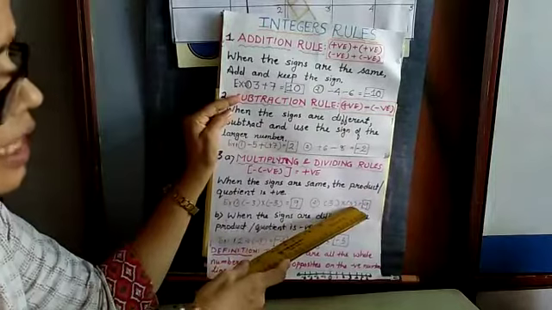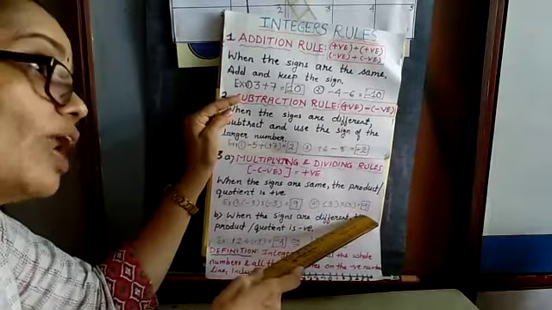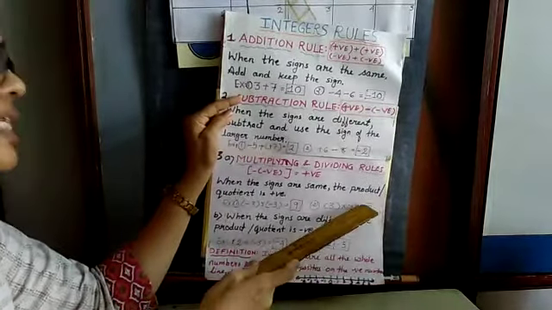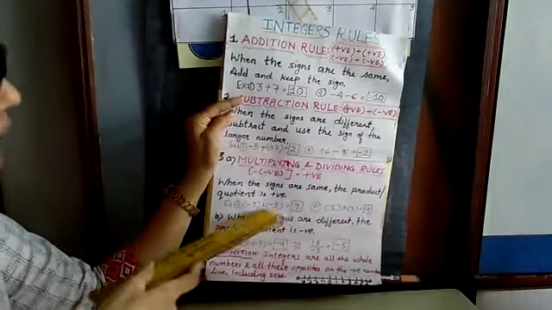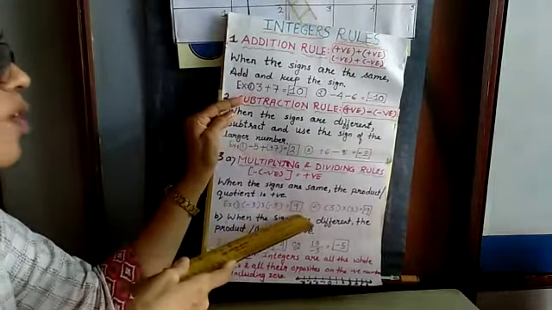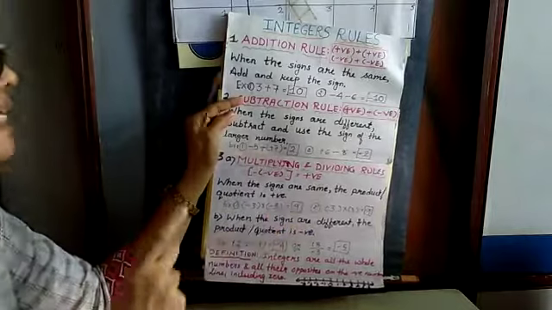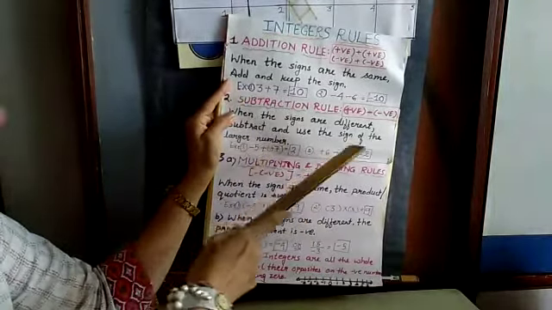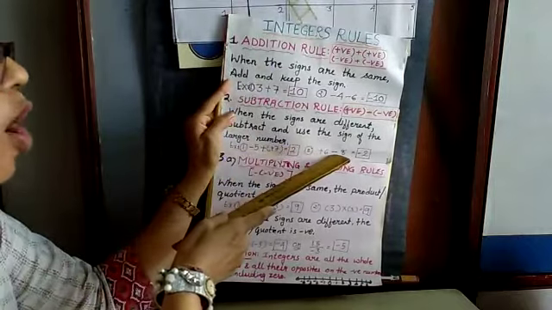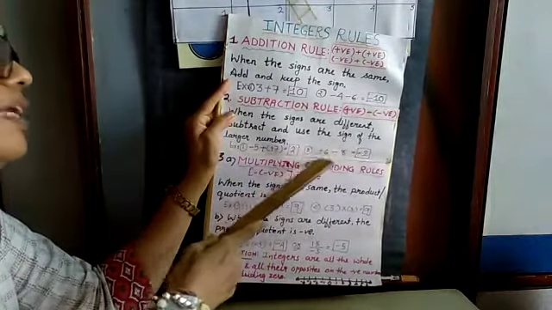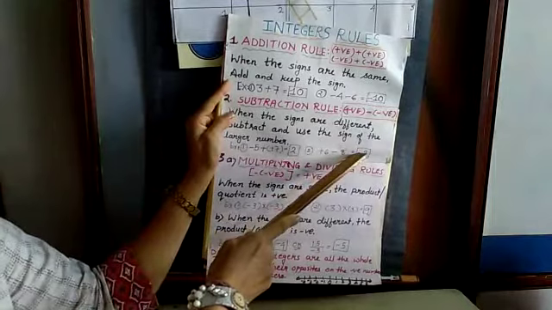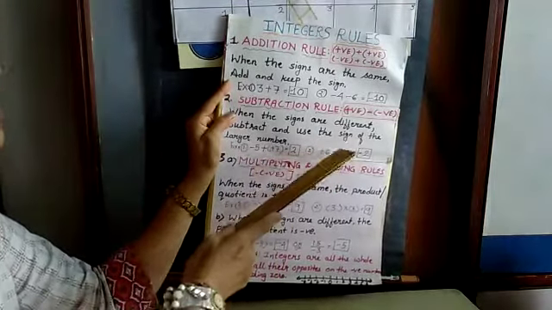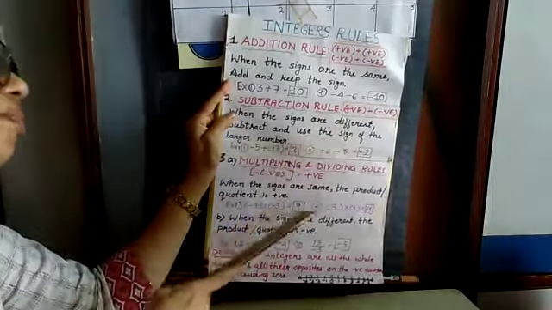Let us take another example. 3 into 3, both are positive. Then also your answer is plus 9, positive. And if both are negative, then also your answer is plus in the multiplication and division rule. But in the subtraction rule, the operation is minus, but you take the sign of the bigger number, whether it is plus or minus. So don't mix it up.